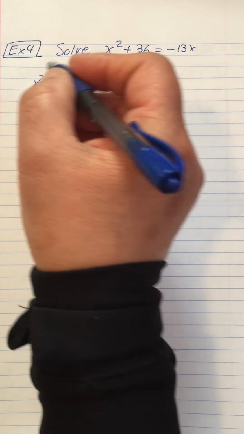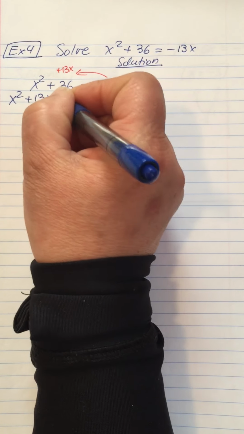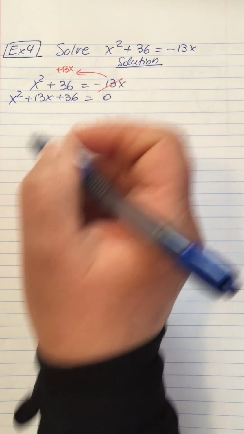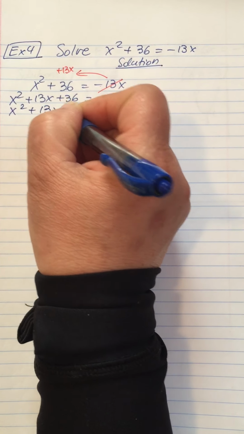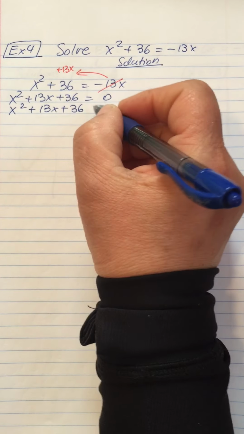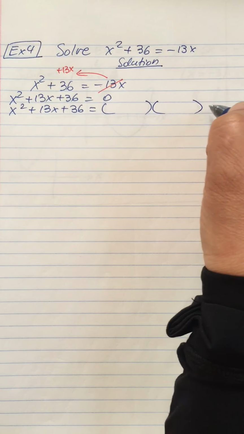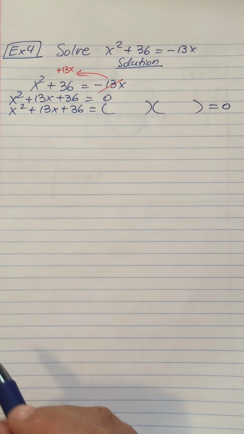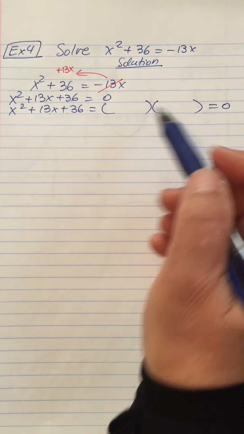Okay, so let me rewrite now. X squared plus 13x plus 36, equal to 0, okay? So again, I have x squared plus 13x plus 36, and I want to factor.